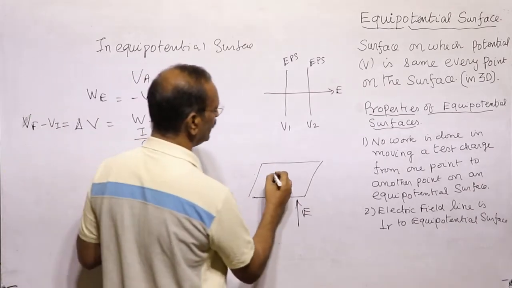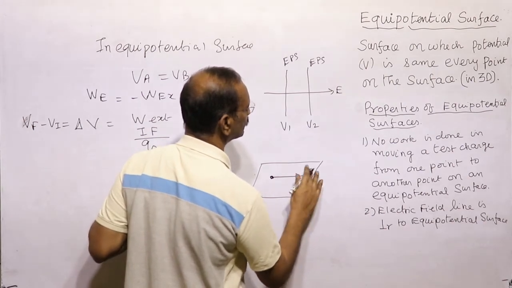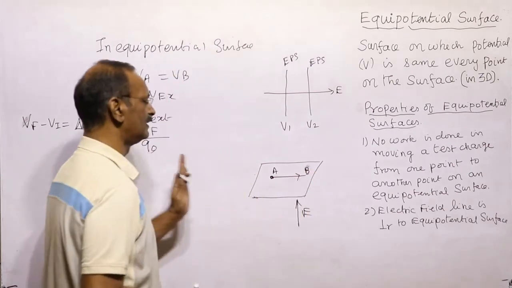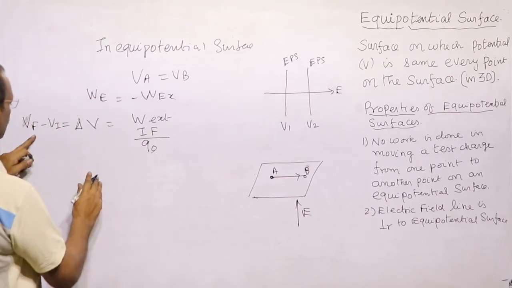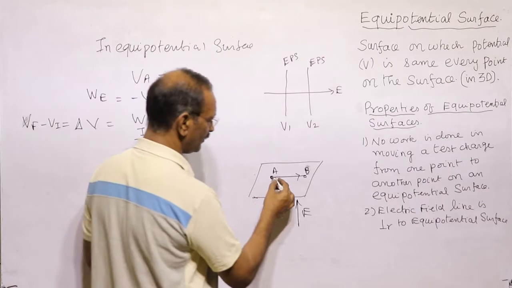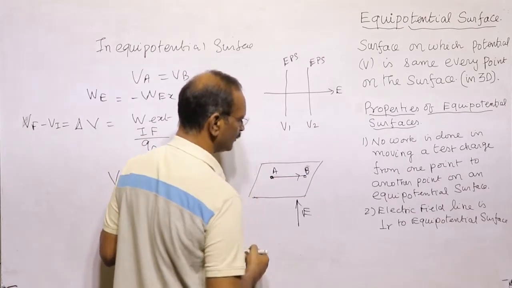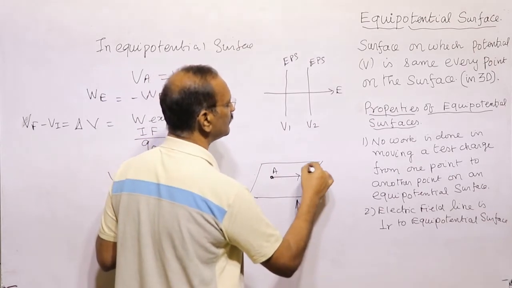Suppose we are moving the charge from A to B by an external agent. Work done by the external agent means we are moving it from here to here by the external source. From here to here, work has to be done. That work is stored at this point of the electric field.